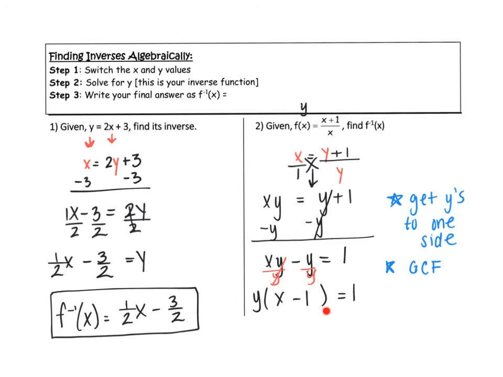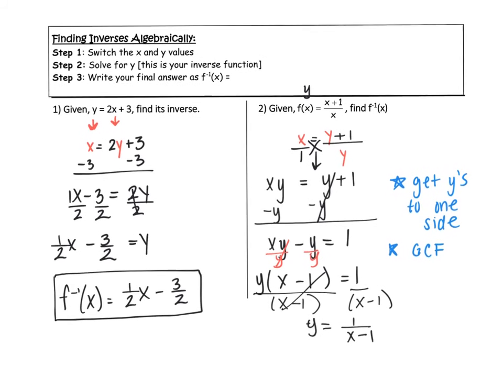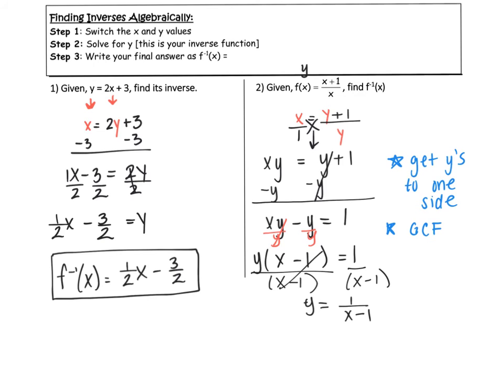All we have to do is get rid of these parentheses, which the opposite of multiplication is division. So we could divide by x minus 1. So we'll get our final answer to be y equals 1 over x minus 1. And then if we want to be specific about how we're writing our answer, we have to make sure we put it back into f negative 1 of x, which is our inverse. So 1 over x minus 1.